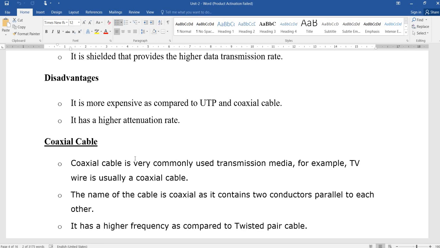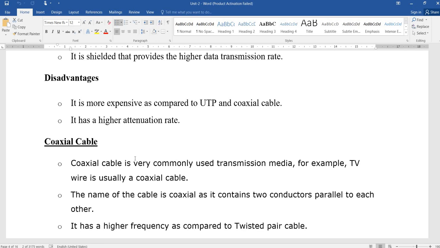Why are we not using this coaxial cable in the local area network? Is it possible or not? It's possible. We can use it for LAN, but we are not using it because it is expensive. It's expensive as compared to the UTP.